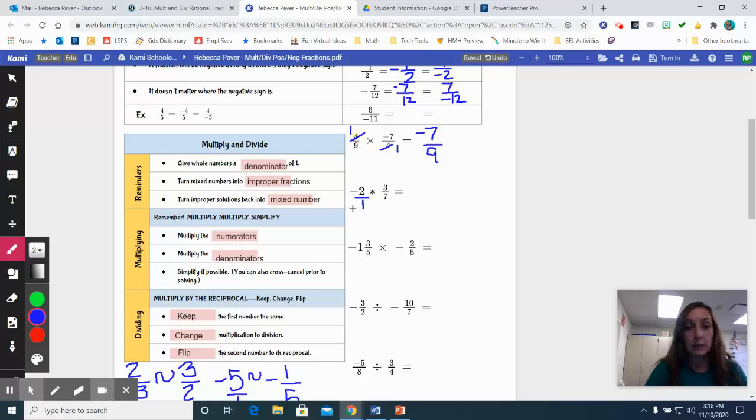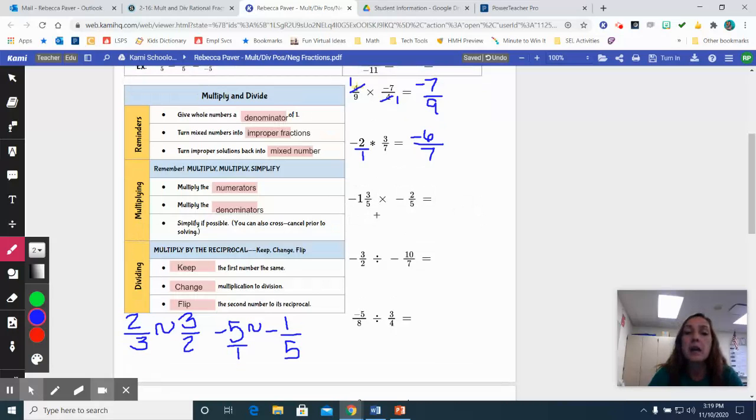I cannot cross cancel because the diagonals do not share common factors, so I just multiply across. Numerator times numerator, denominator times denominator. -2 times 3 is -6, and 1 times 7 is 7. Remember, the asterisk means multiply. I'll just double check to make sure that I can't simplify, and I cannot because neither 6 nor 7 share a factor other than 1, and dividing by 1 would not help us. For the next example, we have a mixed number. Remember here it says turn mixed numbers into improper fractions.